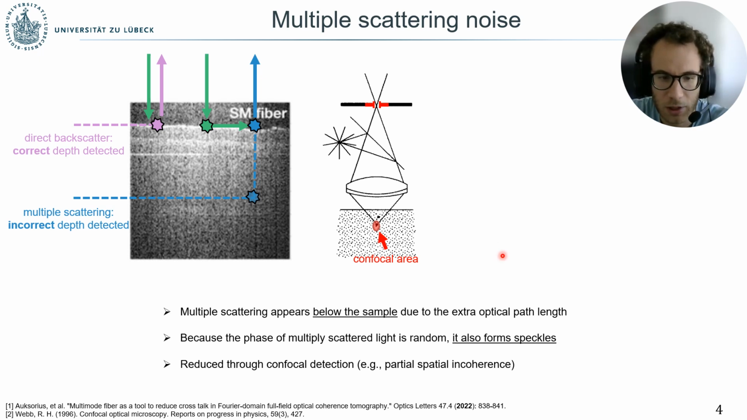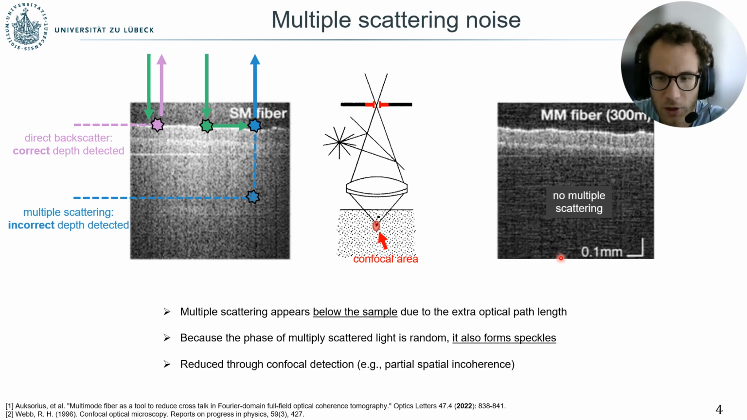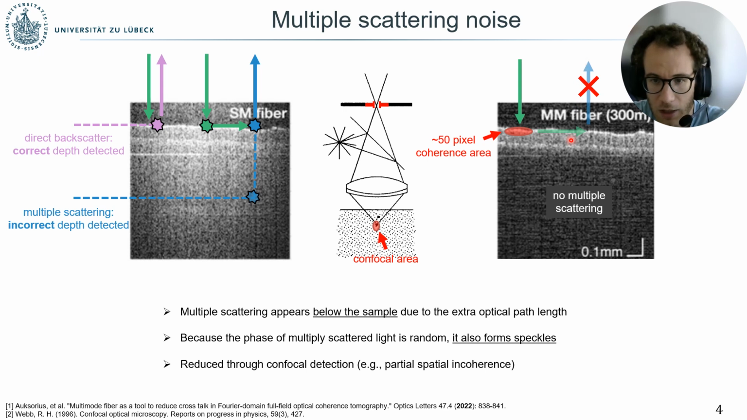And multiple scattering is typically reduced by introducing some form of confocal detection. So with scanning OCT, the tip of the fiber acts as a confocal, but in full field OCT it can be used also with partial spatial incoherence. So either when spatial coherence is 1 pixel big, or even something like 50 pixel big, so that light multiply scattered to the side goes outside the coherence area, so when it goes back to the camera it cannot interfere and is not detected. And that's why we get images here from Oxorius and colleagues where there is no multiple scattering and then there is no noise below the sample.